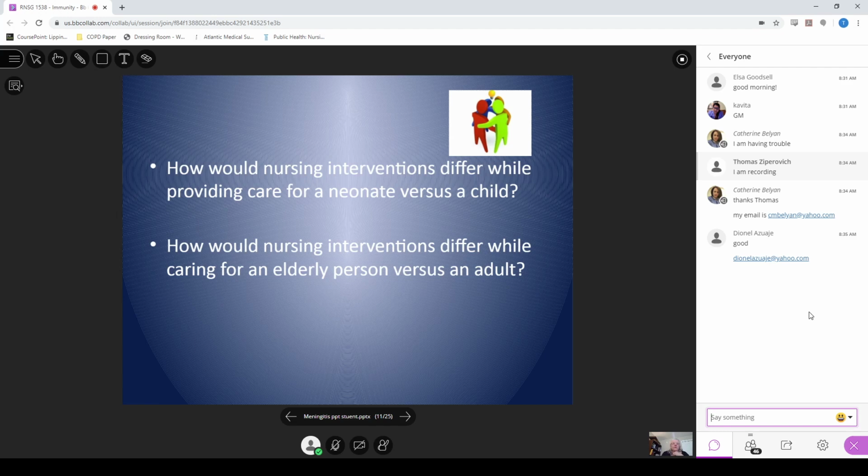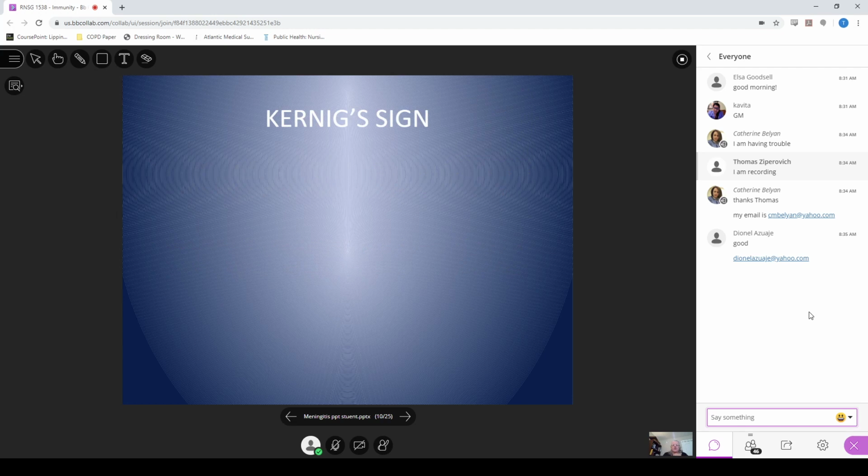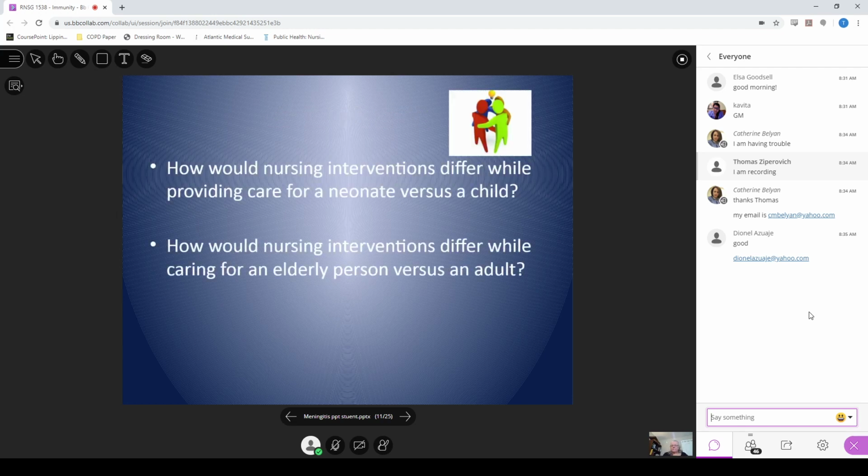How would nursing interventions differ while providing care for a neonate versus a child, and then an elderly person versus an adult? Anybody? Well, a neonate isn't able to speak for themselves, so we might have to look for cues other than them verbally telling us that their head hurts. Excellent. So we are looking at those developmental differences, and how we are going to evaluate and identify what's going on with our different age ranges because of their ability to communicate. Good. Anything as far as the elderly person versus a middle-aged adult?